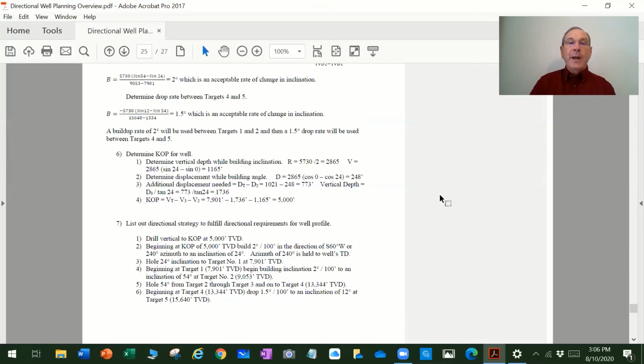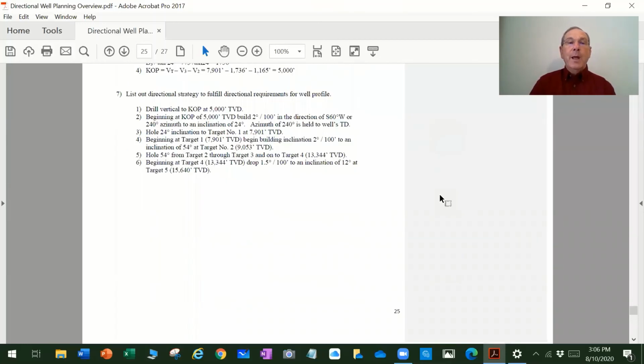So this would be our strategy that we have just determined all of these values. We're going to drill vertical to a kickoff point at 5,000 foot TVD, holding angle of 0 degrees. Step number 2, we're going to be beginning at our kickoff point of 5,000 foot TVD. We're going to build 2 degrees per 100 feet in the direction of south 60 degrees west, or 240 degree azimuth, to an inclination of 24 degrees.